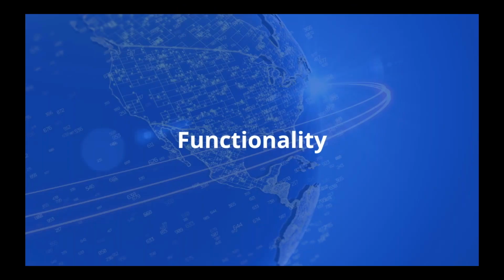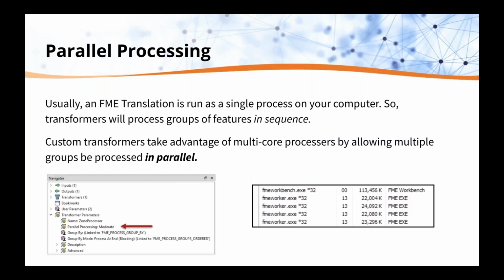So our next topic is functionality. Custom transformers aren't just for organization and sharing, they also give us access to some advanced functionality in FME. We can actually control our machine resources during translations with embedded custom transformers. With parallel processing, we can tell our computer to use more resources simultaneously. Multi-core processors allow us to do this. And when designed correctly, we can orchestrate much more efficient translations.